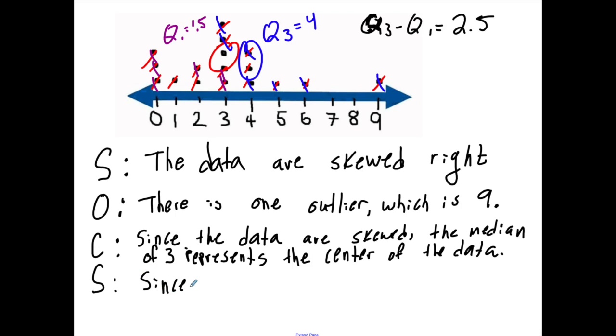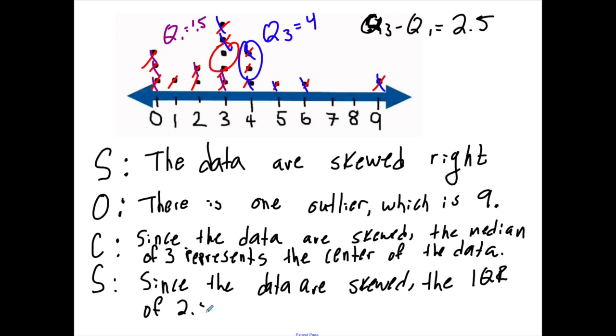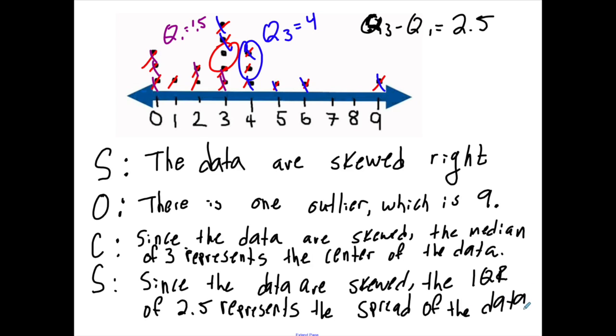Okay, so we're going to say since the data are skewed, the interquartile range, and you can just say IQR, of 2.5 represents the spread of the data. Okay, so again, the measurement, IQR. What was it? It was 2.5. Why'd I use it? The data's skewed.